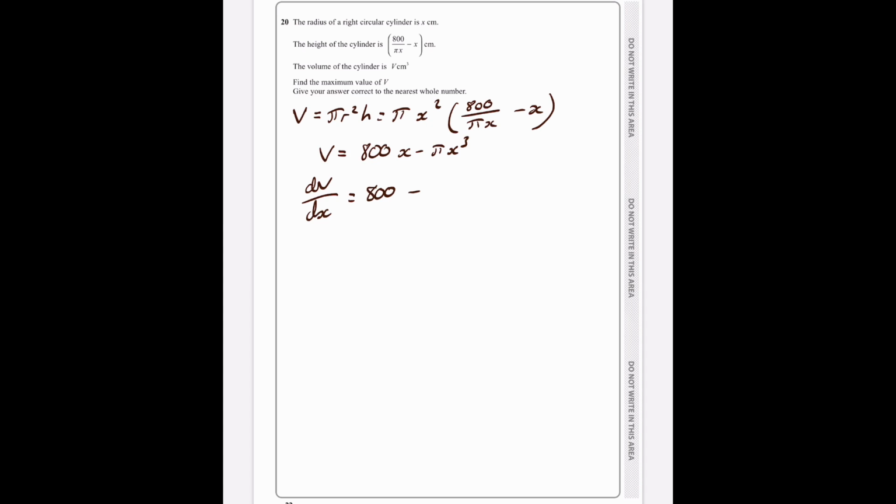If we differentiate that, remember we have to treat pi as a constant, so the derivative comes out as 800 minus 3 pi x squared. Equate that to 0 because we're finding a stationary point. The maximum is of course a stationary point, and solve the equation. Bring the 3 pi x squared onto the left, divide by 3 pi and square root it.